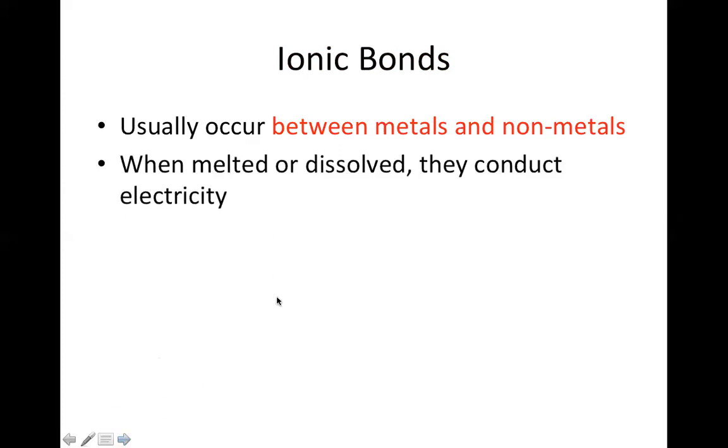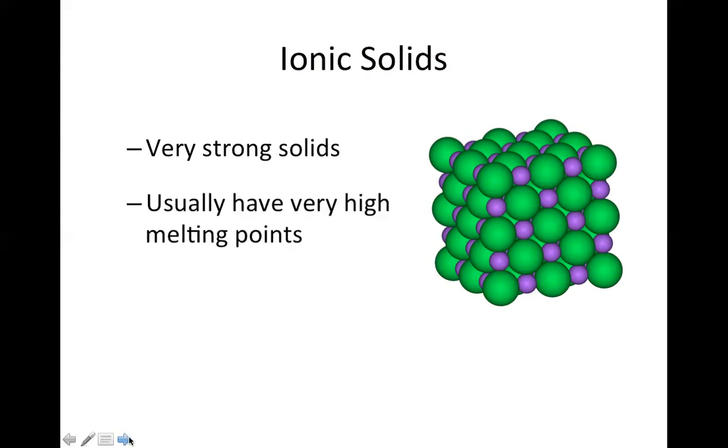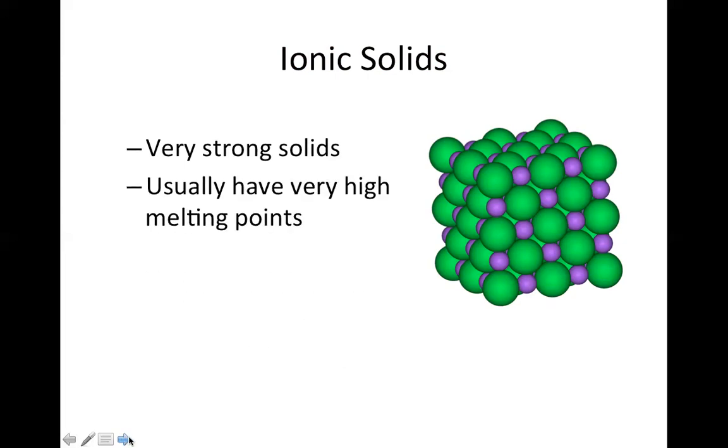And then when these ionic solids are melted or when they're dissolved, they can then conduct electricity because you'll have these ions that are free to move around. Ions, since they have a charge, are charged particles that are free to move around. Now, our ionic solids are going to be very strong solids, and they're generally going to have very high melting points. Some examples of our ionic solids are sodium chloride, NaCl, and magnesium oxide, MgO.